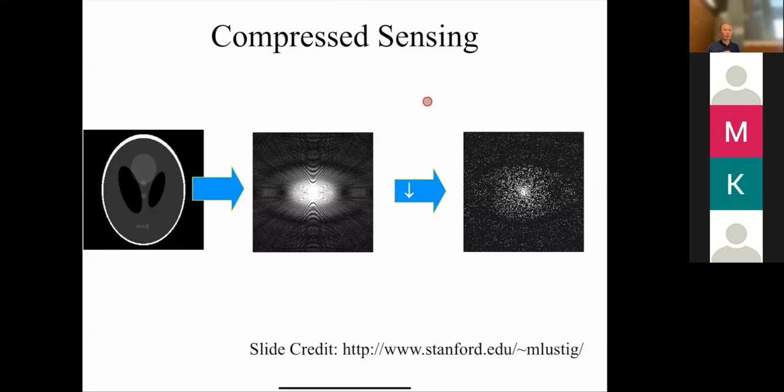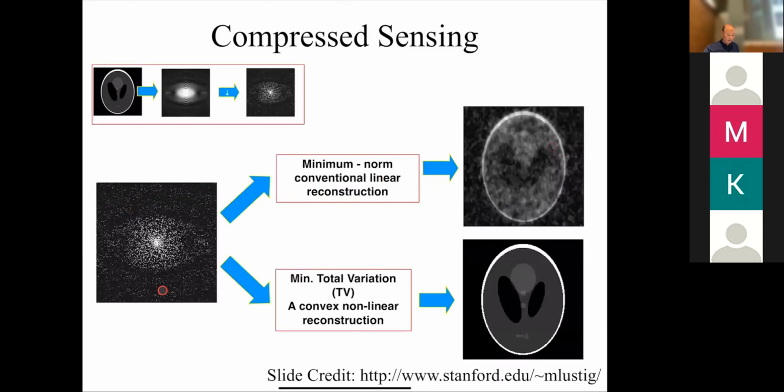Okay, so this is one case where this theory was adapted to MRI. Here's the idea: let's say you have your Shepp-Logan phantom, and you take its Fourier transform, you get this. Now you downsample it, and notice I'm just randomly sampling it. That's one of the keys behind compressed sensing: I just randomly sample this thing.